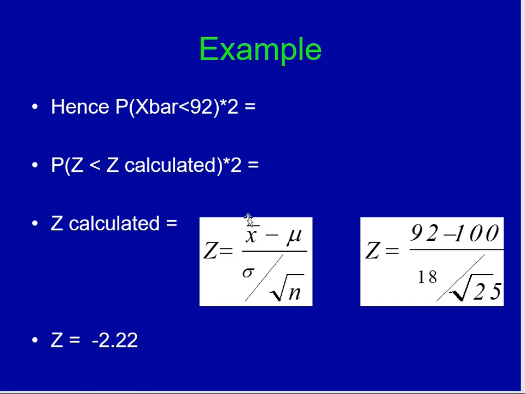X bar is the value that we observed in our sample, which is 92. Mu is the population average provided by the null hypothesis. Remember, that mu was given to us by the null hypothesis. And since we started our work with the assumption that the null is true, I can just plug it here. Then I'm going to divide by 18, which also was provided to us, divided by the square root of the sample size, which was 25. By doing so, I've calculated a Z that is equal to negative 2.22. Okay?